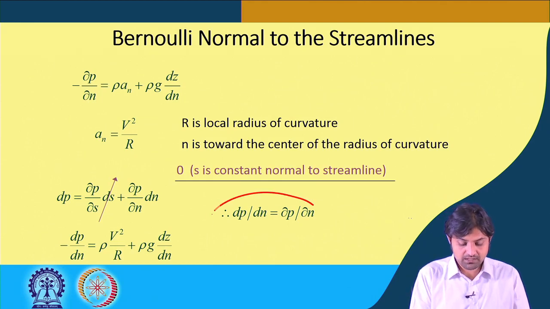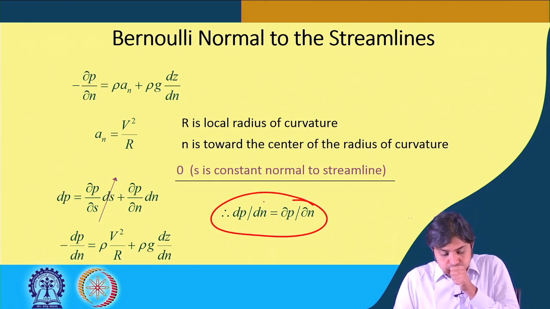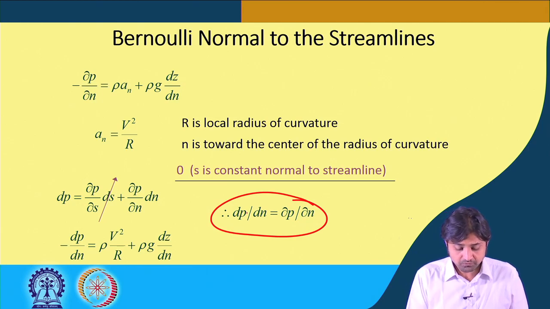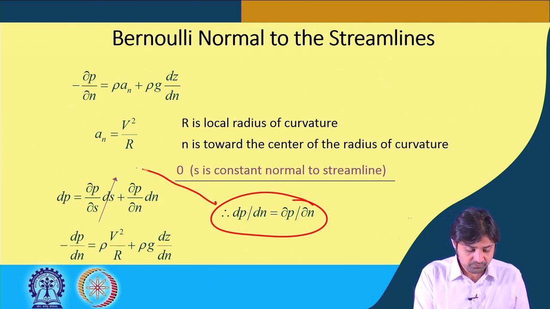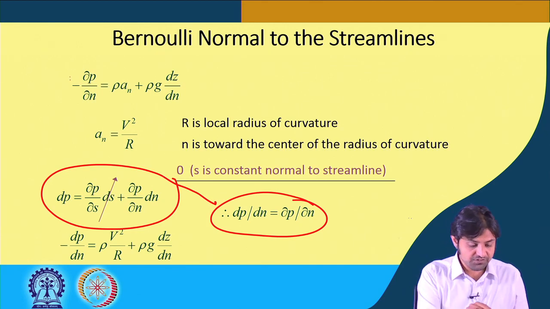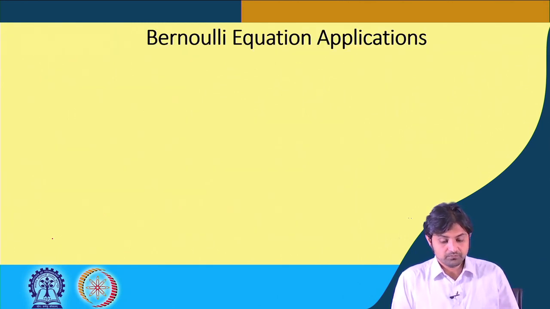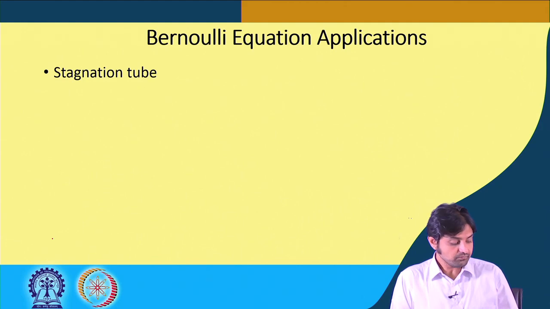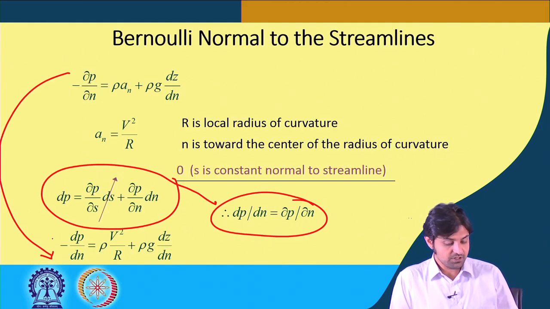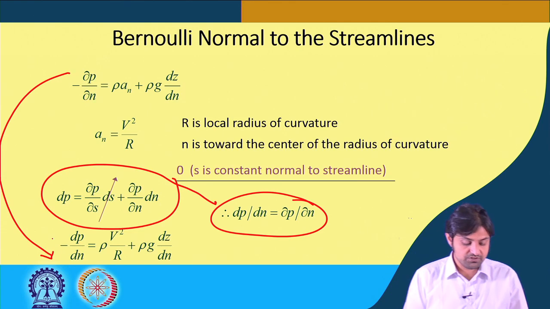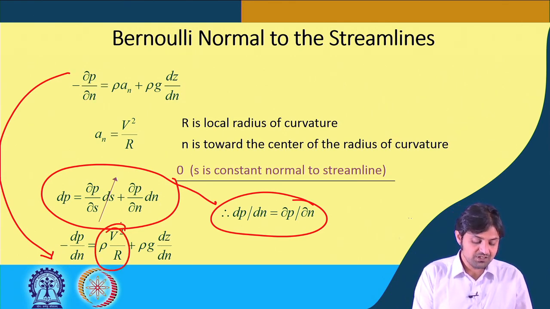Alright, because we can write delta P delta N is equal to, and we obtained this from this. So this equation becomes this. Alright, the same procedure, no changes whatsoever. So this is the equation. We are not going into too much detail about this, but this is how you can have the Bernoulli equation normal to the streamline. So you see, when you integrate this, this will have a different consequence.